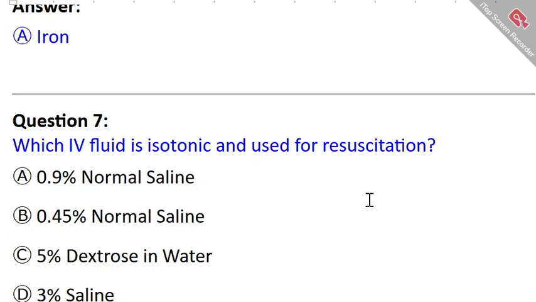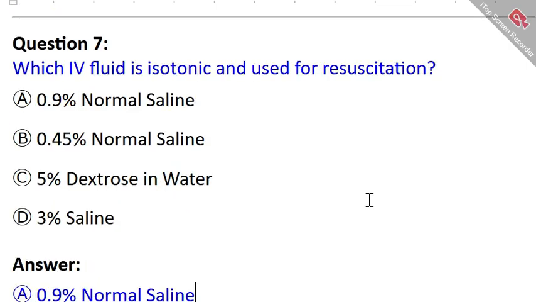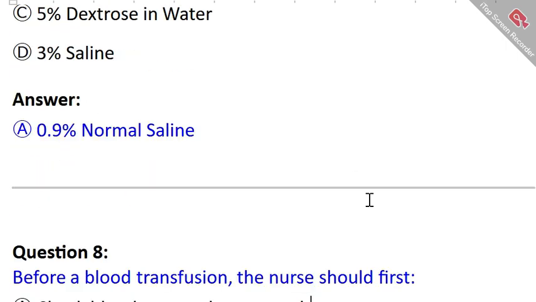Question number 7. Which IV fluid is isotonic and used for resuscitation? Read the 4 options, and then I am going to give you the correct answer. In this scenario, the correct answer is option A, 0.9% normal saline. Normal saline is an isotonic IV fluid which is used for resuscitation. Let's move to the next question.